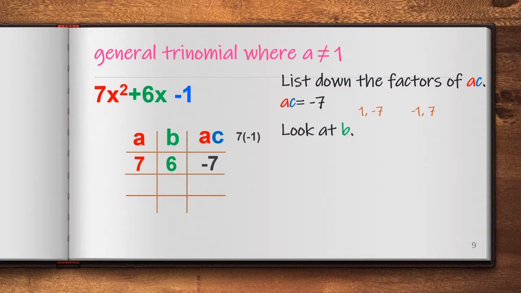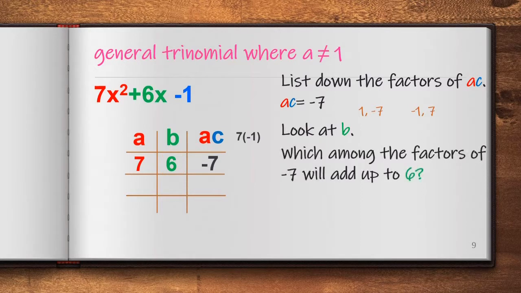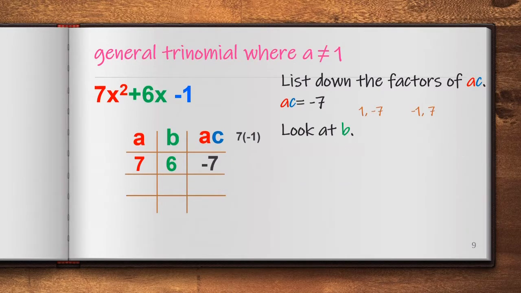Now, we will look at B. Which among the factors of negative 7 will add up to 6? Alin sa mga factors na yan, ang pag pinag-plus mo, ang magiging sagot ay positive 6. So, since positive yung B natin, dapat positive yung sign ng mas malaking number. So, alin dyan ang pipiliin natin? E di, negative 1, positive 7. Para positive yung sign ng magiging sum natin. Kasi mas malaki si 7 kaysa kay 1.